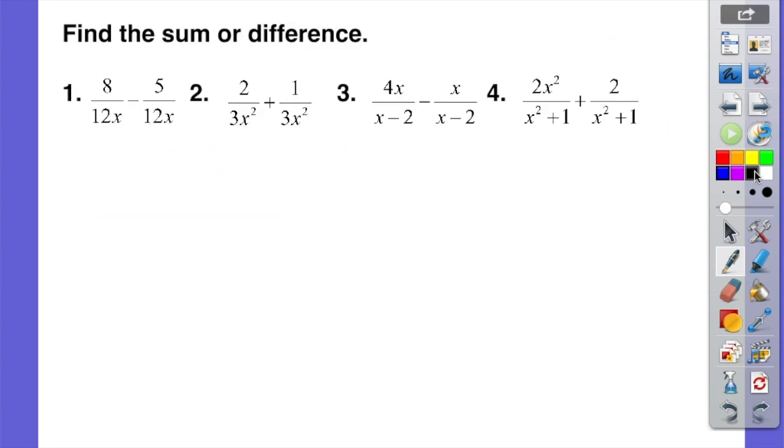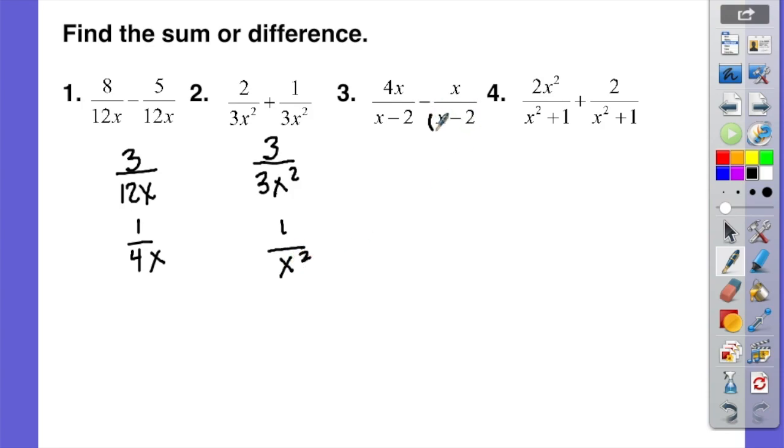Really easy. Same denominator, correct? What's the denominator here? 12x, good. 8 minus 5. 3, last time I checked. Reduce that. 1 over 4x, good job. Okay, over here, same denominator again. So it's going to be 3x squared, add the top. 3, reduce it. 1 over x squared, perfect.